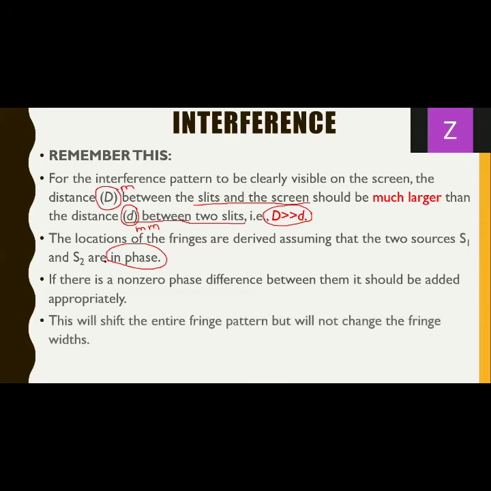from its center point. Let's say on the screen, if this is where the central fringe was supposed to be formed, then it might shift a little bit and form over here. But that does not mean that the width of the fringe changes. Fringe width does not change. See, this is very important. It will not change fringe width. It will just change the location of it.